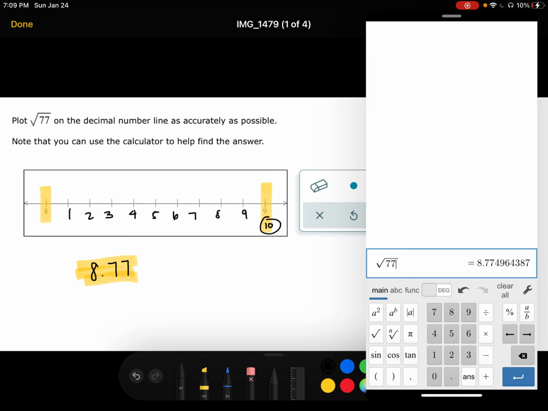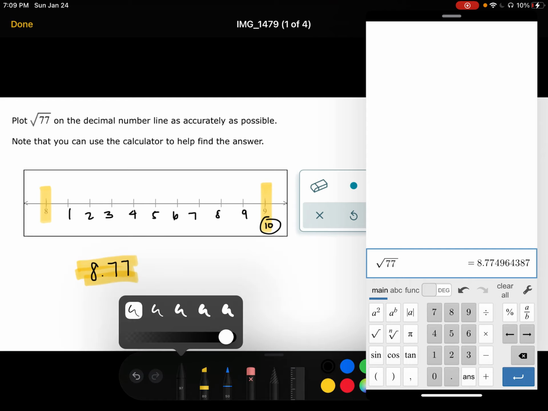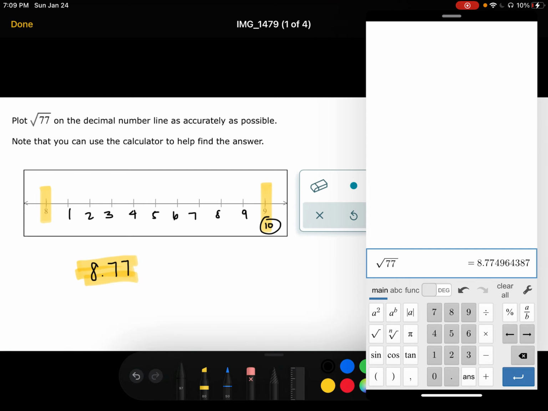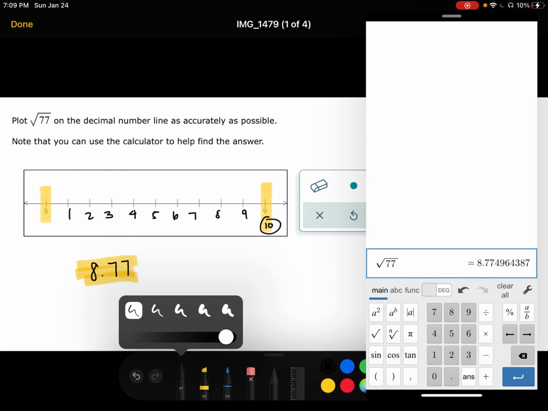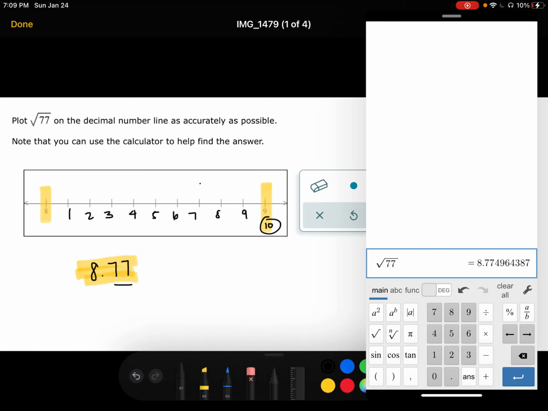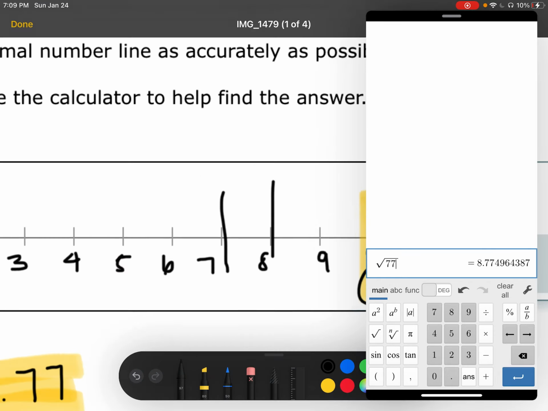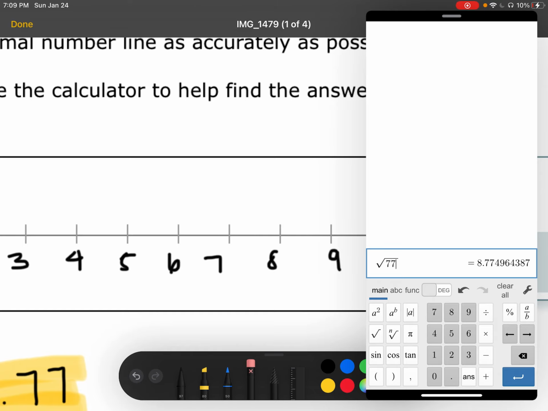Essentially, this is going to say you have 77 hundredths, so that goes in between 7 and 8. Let me just zoom in there, and we're just going to worry about this part right here.